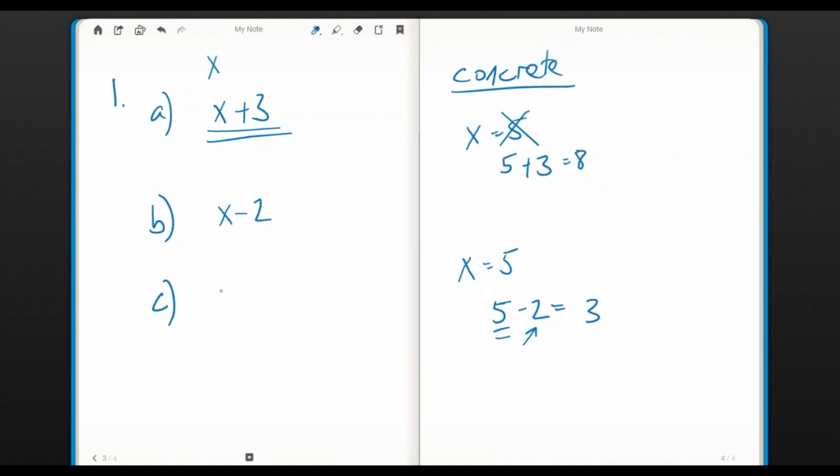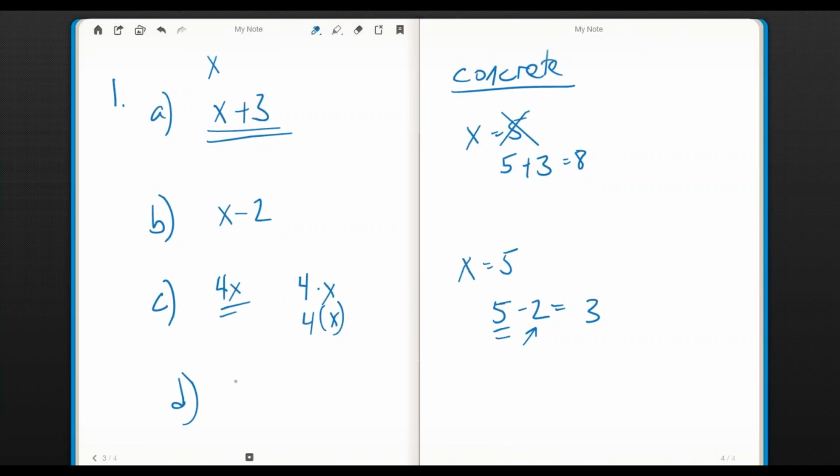Letter C, 4 times x is most often written simply 4x. If your student wrote 4 times x, or 4 parentheses x, that's okay. Generally in algebra we just leave it as 4x and it's understood that that's a multiplication problem.